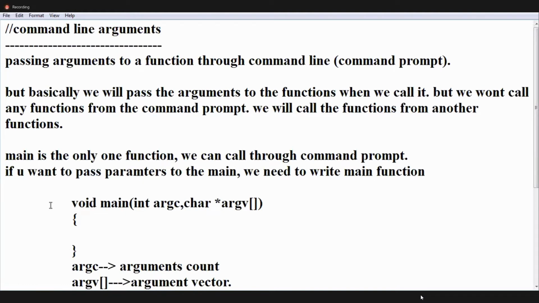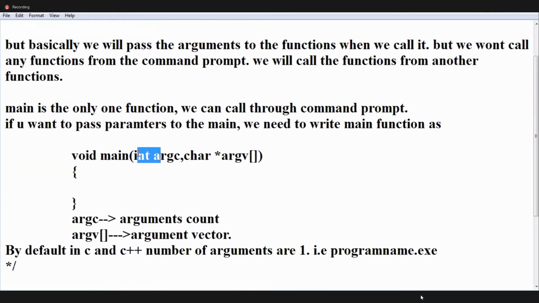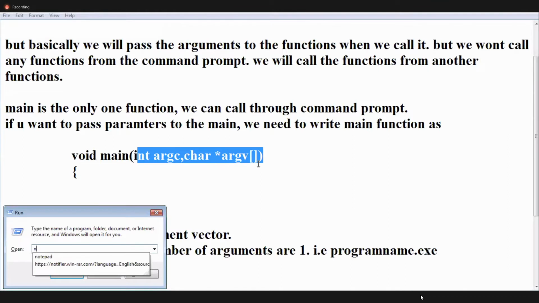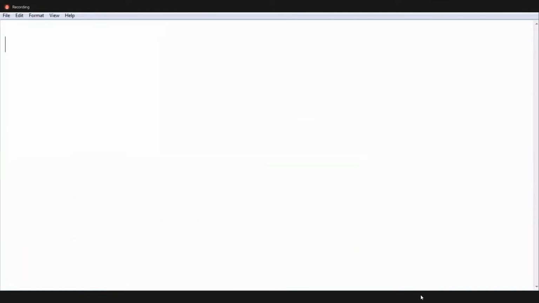If you want to pass parameters to the main function, we need to write main like this. Okay? Int argc. Normal function ela call chestam, we write a function like this, guys. Void function 1, function 1 of integer x. Then ela call chestam, main nunchi array functions nunchi call. Normally we call from other functions. A function and main nunchi call chestam main ga, function 1 of 10. Yeah, we pass the parameters.